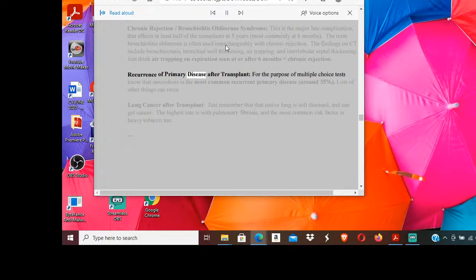Recurrence of primary disease after transplant. For the purpose of multiple choice tests, know that sarcoidosis is the most common recurrent primary disease, around 35%. Lots of other things can recur. Lung cancer after transplant, just remember that the native lung is still diseased, and can get cancer. The highest rate is with pulmonary fibrosis, and the most common risk factor is heavy tobacco use.